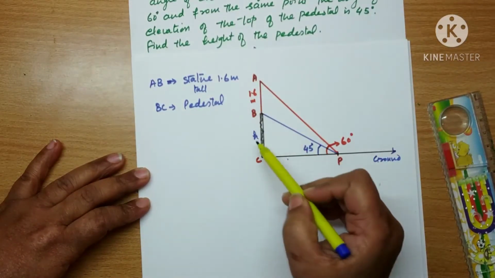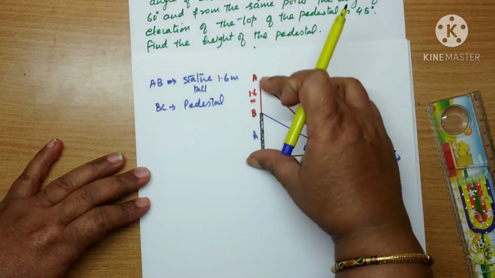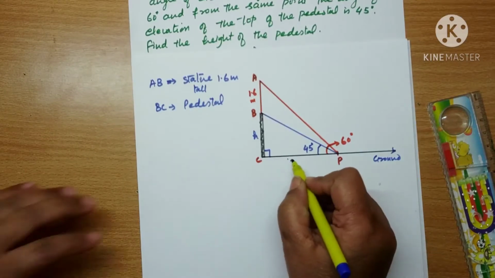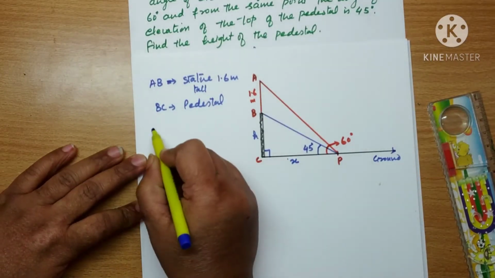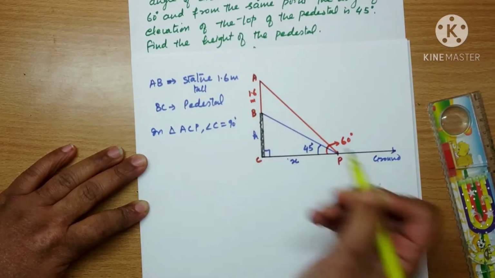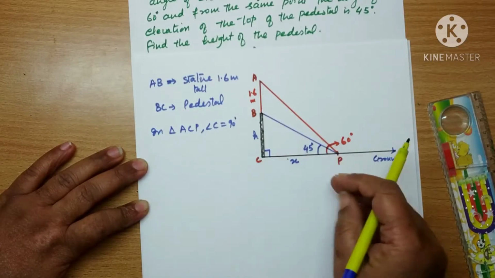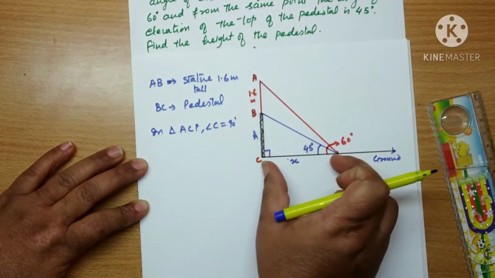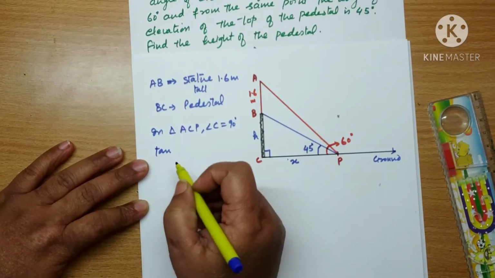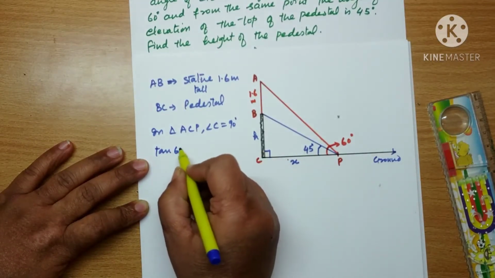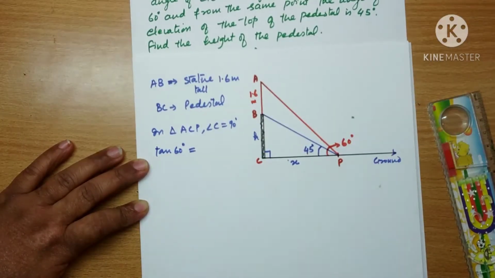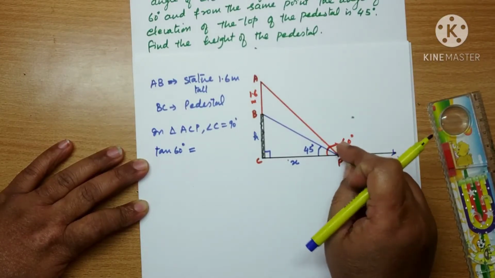Now, I have this 1.6 and this angle of elevation, that is, in the bigger triangle I'll have to apply some T ratio. So let us find out x. In triangle ACP, angle C is 90. So which T ratio will help us? This is perpendicular, this is base. So the T ratio tangent will help us. Tangent theta is perpendicular by base, and here theta is 60.